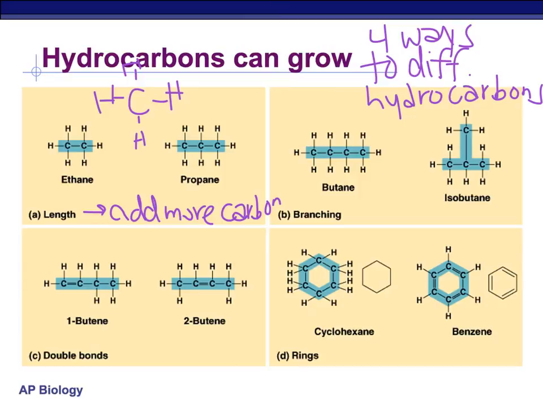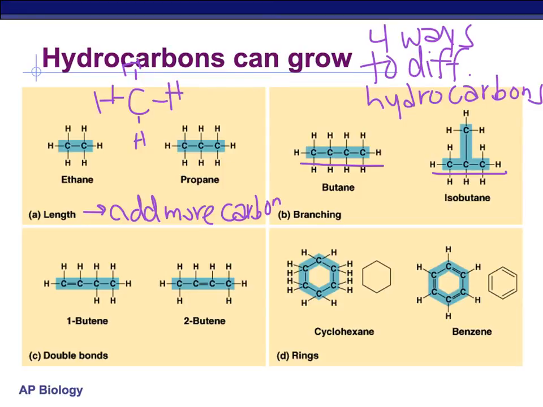The second way we can change things is via branching. Well, what does that mean? Instead of having all of these carbons in a line like we do in the first one, we're going to have one stacked on top of each other. So it changes the shape, and if we change the shape, what does that do? Changes the function, absolutely. So branching is another way we can differ in our hydrocarbons. So if you look here, this is butane in its normal form. But if we branch it out, it still has 1, 2, 3, 4 carbons. So it's still a type of butane, but what type of butane? It's isobutane.